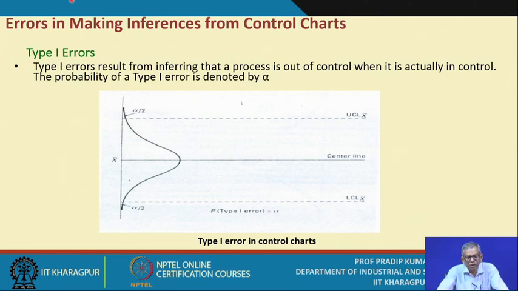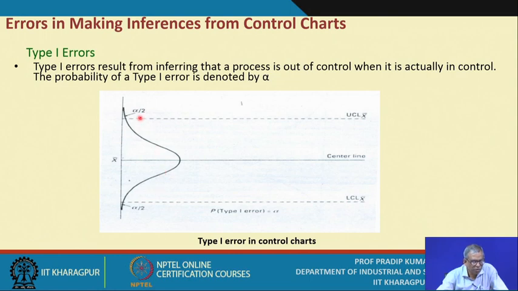That means we are inferring that the process is out of control by looking at the control chart formation, but actually it is in control state. The probability of a type 1 error is denoted by alpha. At any point in time while you use a control chart, you must be in a position to calculate this type 1 error. Here, for example, you have the upper control limit and the lower control limit for, say, the X bar chart. That's why it is written in the subscript. So that is UCL X bar, this is the central line, and you have LCL X bar.